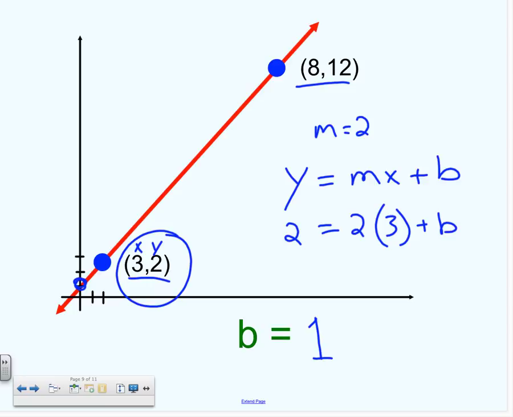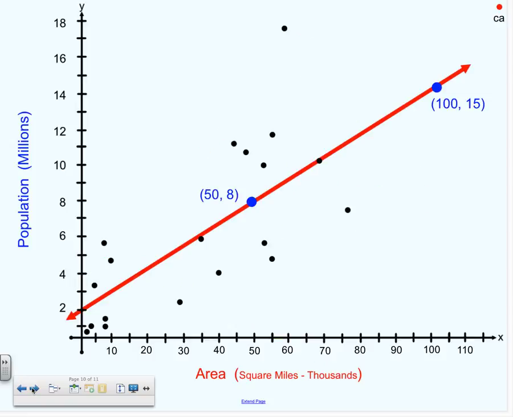So what I want you to do is, on the paper that you have in front of you, go ahead and try to solve for the slope and the y-intercept, and come up with an equation for this line. And then, as I said, we want to predict how many people would be in a state that has an area of 65,000 square miles. Good luck.